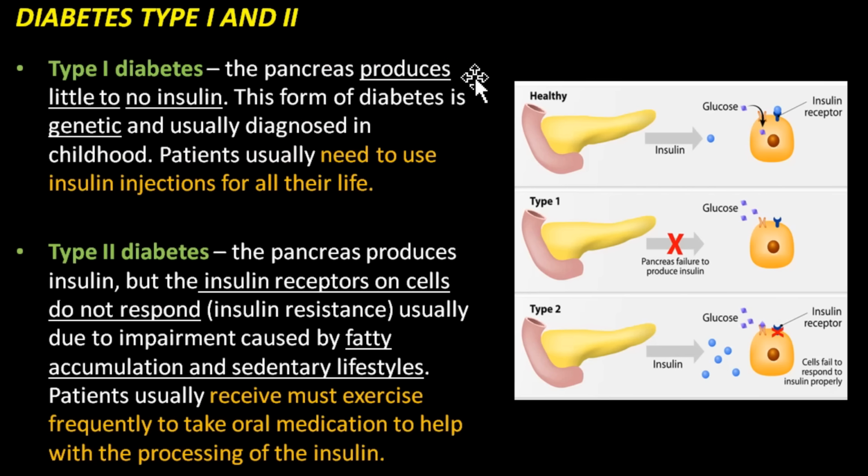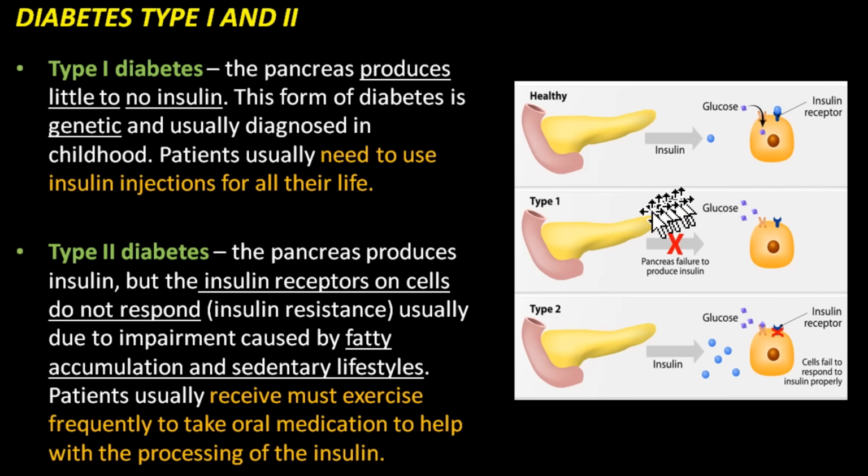So let's take a look at diabetes type 1 and type 2. Now typically what would happen is that you would eat your sugary foods or your sugary meals, your pancreas would secrete insulin, and that insulin is going to bind to the cells and allow the glucose from the bloodstream to enter the cells. And thus your blood glucose level is going to drop.